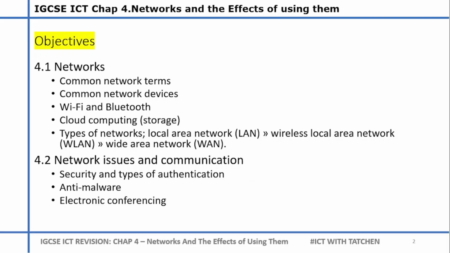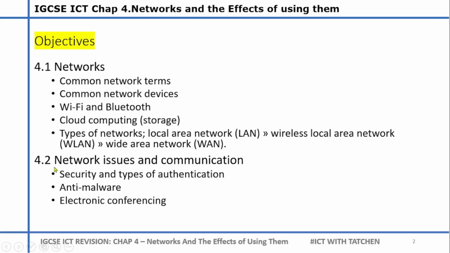So basically under this, we'll be looking at network terms and devices. Then we'll look at Wi-Fi and Bluetooth networks. Then we'll look at a little bit of cloud computing, the aspect which has to do with computer networks. And then we'll look at types of networks, such as local area networks, wireless local area networks, and the WAN.